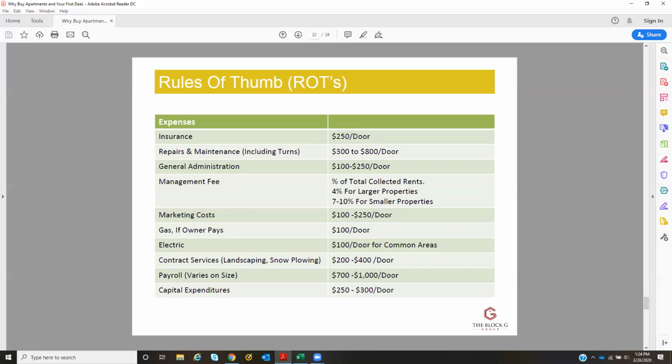How do we know when we're looking at these expenses, right? What are acceptable? Oh my gosh, how do I know? Well, the National Apartment Association publishes it. You can buy the manual or the book that comes out every year.